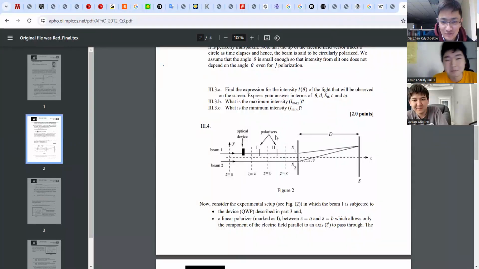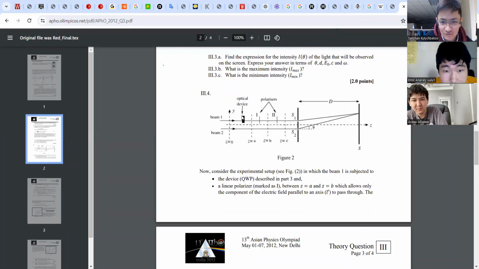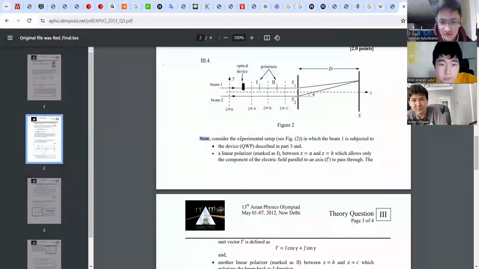Now the polarizers came next. They put polarizers next to the quarter wave plate. Now consider an experimental setup, figure 2, in which the beam 1 is subjected to the device's quarter wave plate described in part 3. A linear polarizer marked as 1 is between z=A to B, which allows only the component of the electric field parallel to axis I prime.